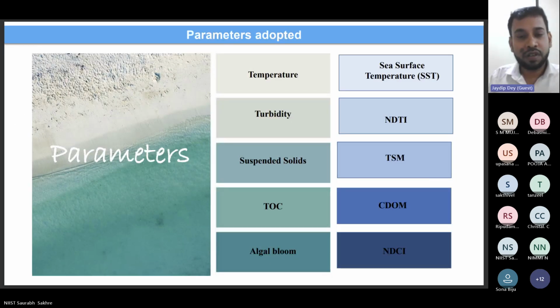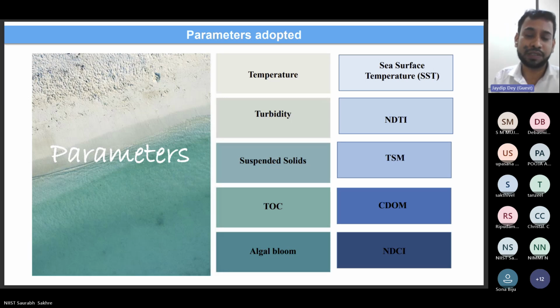Here I have used optical remote sensing. There are different types of remote sensing, as I have told. There are other types like thermal remote sensing, microwave remote sensing, and hyperspectral remote sensing. Here in this study, I have used optical remote sensing.